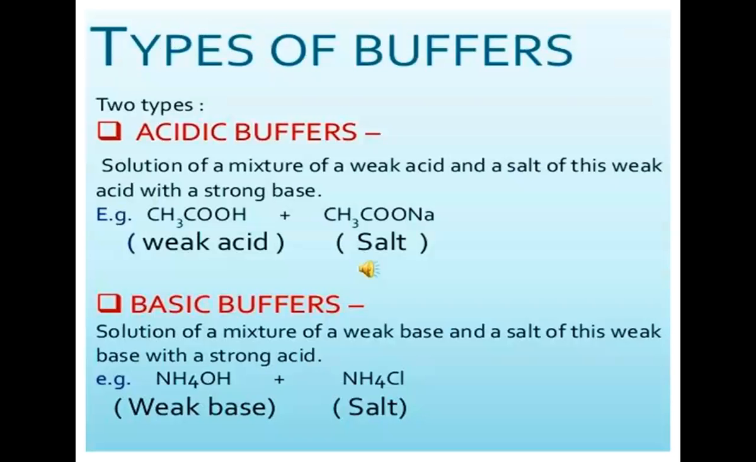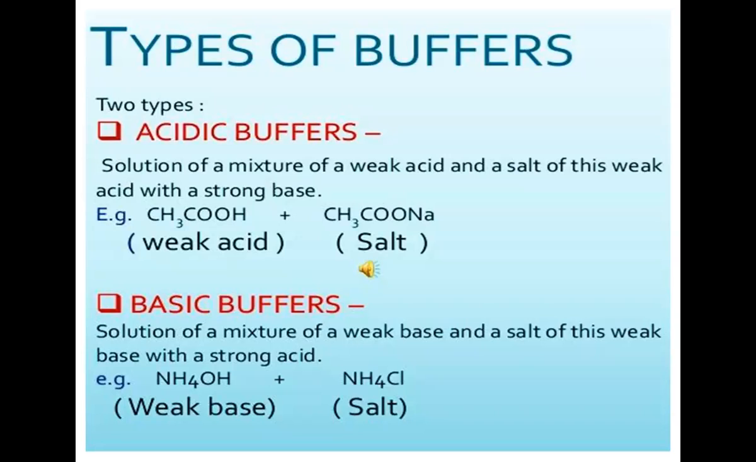Now some buffer solutions. Two types of buffer solution are there. One is acidic buffer and one is basic buffer. In the case of an acidic buffer, the solution is a mixture of a weak acid and a salt of this weak acid with a strong base. Suppose acetic acid, CH3COOH, is a weak acid, and its salt is sodium acetate, CH3COONa. This is an acidic buffer because it contains a mixture of a weak acid and the salt of this weak acid with a strong base.